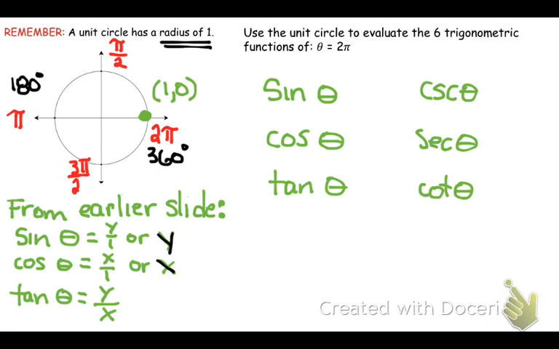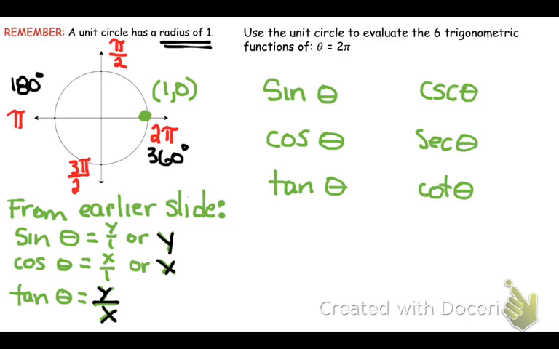Cosine is x over 1, or just x. And then tangent theta is y over x. All right, so we're going to keep that in mind, and we're going to look at this next problem, which asks us to evaluate the 6 trigonometric functions of theta equals 2 pi.